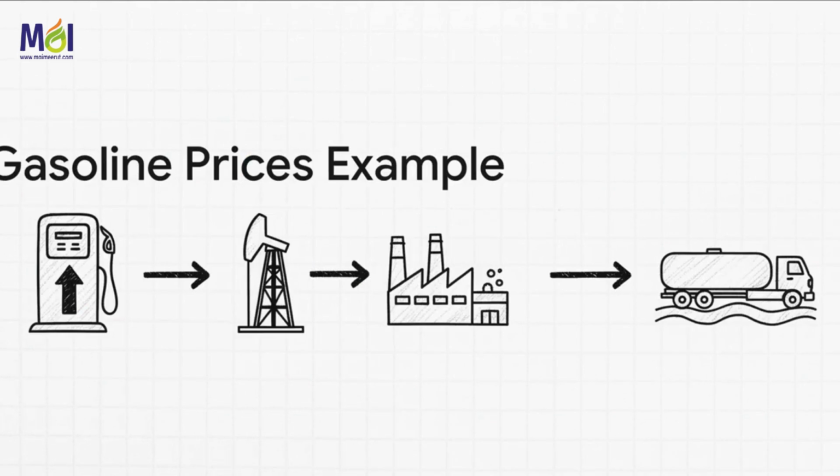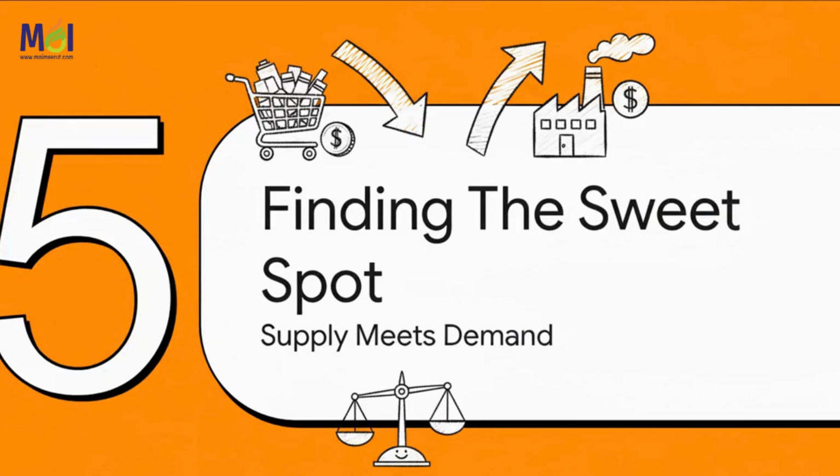Let's use gasoline as a perfect real-world example. When gas prices at the pump shoot way up, it sets off this huge chain reaction. It encourages companies to invest more in every single step of the process, from looking for new oil fields to drilling to building new refineries, all because the potential reward for getting more gas to the market is so much higher.